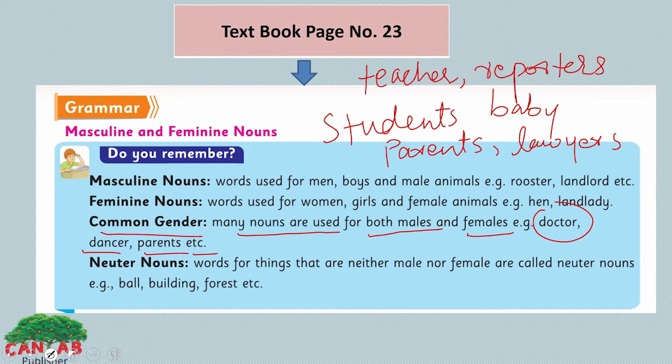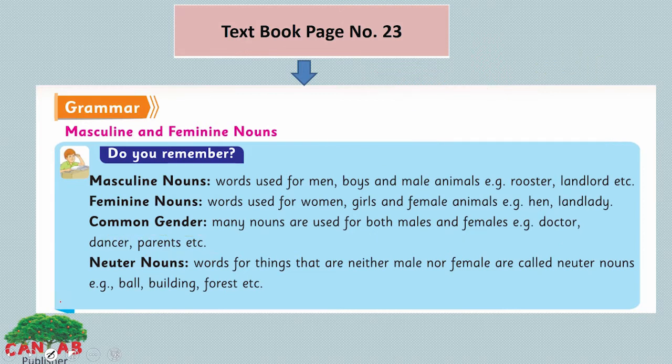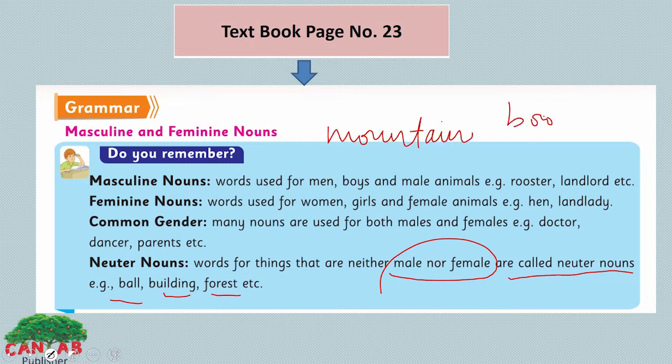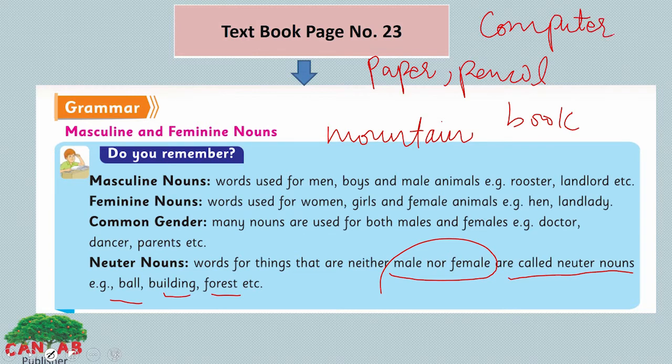There are so many. Now look at the neuter nouns. Neuter nouns are words for things that are neither male nor female, like ball, building, forest, chair, road, mountain, book, paper, pencil, computer. These are all examples of neuter nouns.